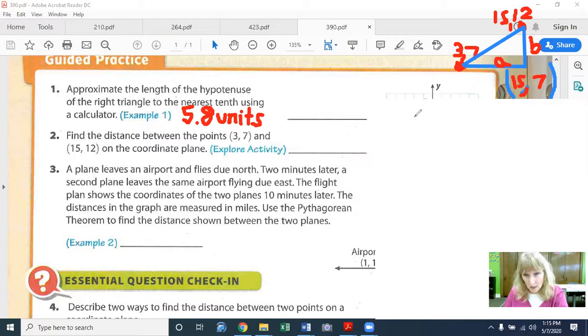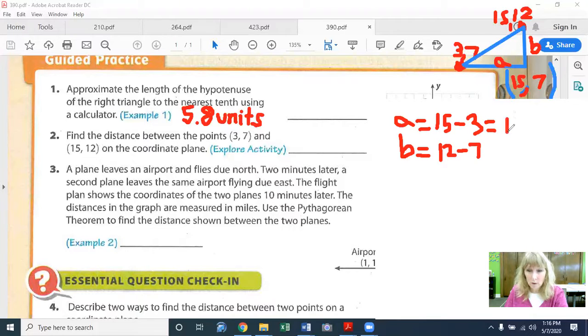So now my A is equal to 15 minus 3. That's my A distance. My B distance is going to be 12 minus 7. So my B is 12 minus 7. Okay? So 15 minus 3 is 12. B distance, 12 minus 7, is 5.